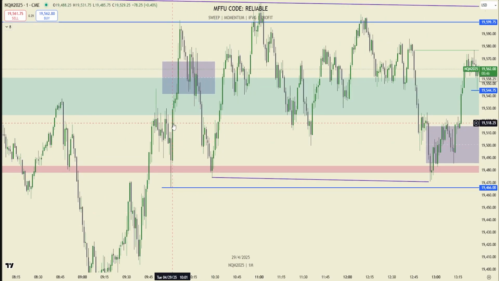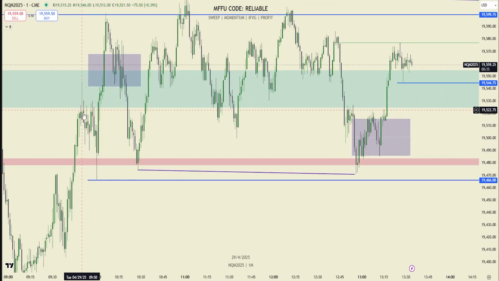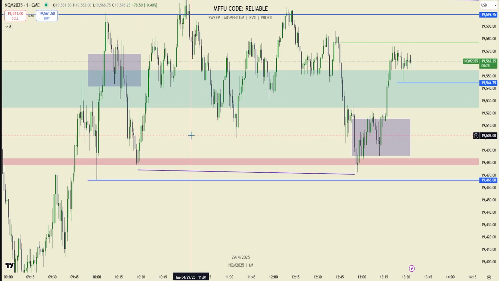You have a draw that actually fills in the unfilled gap, and then you also get that reversal right at 10 a.m. So if you're assuming that this is our Judas swing, then there really shouldn't be a reason for price to come back to this with that SMT.